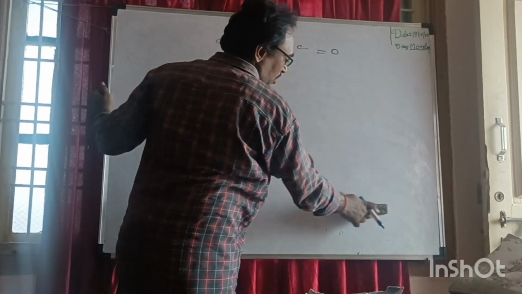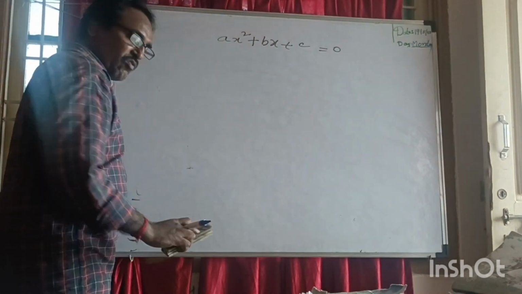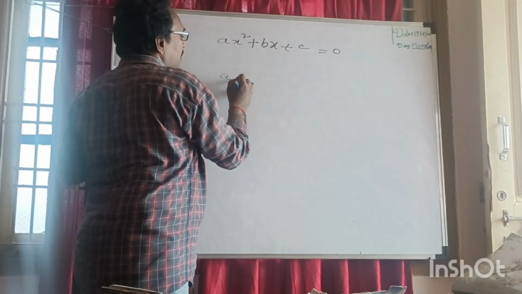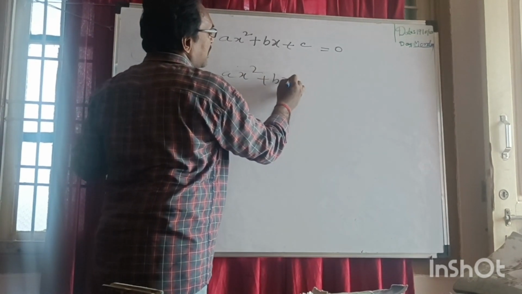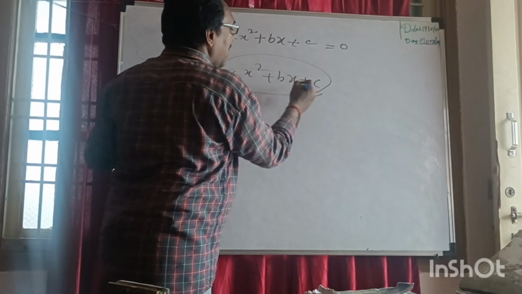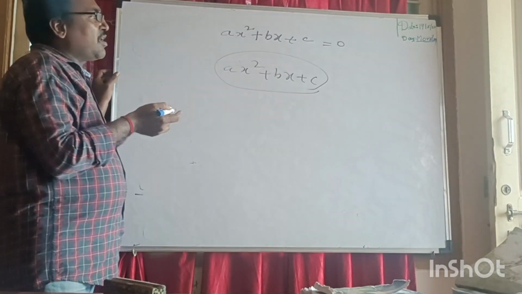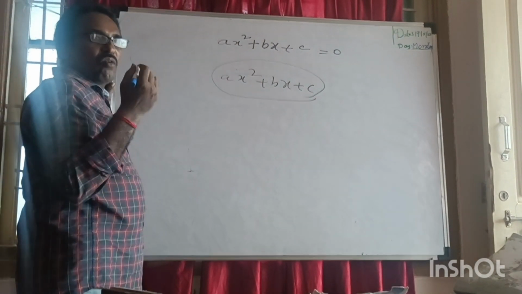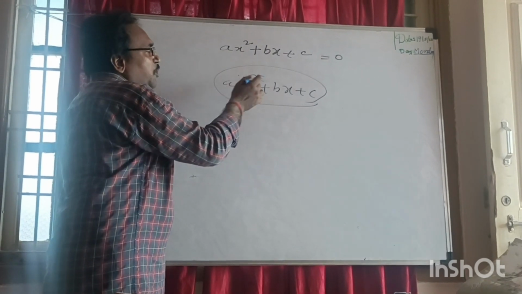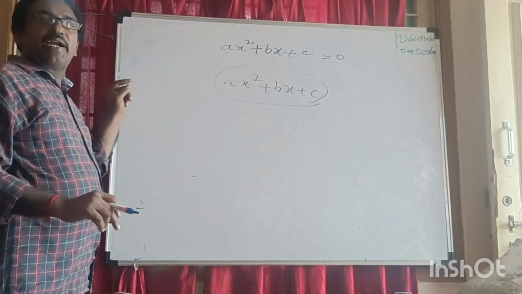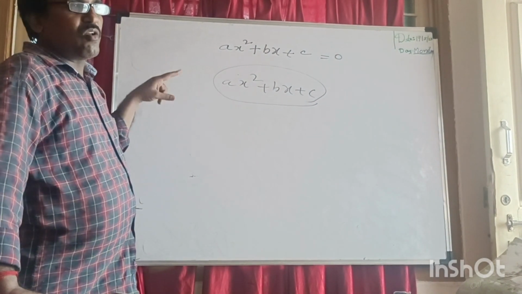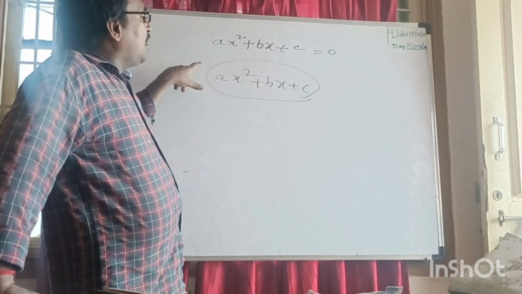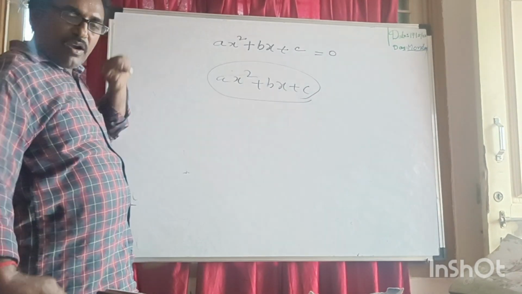Suppose this is a quadratic expression, without the 0 equal to part. Ax square plus bx plus c is called a quadratic polynomial, where the highest degree is 2. And you know the polynomial definition: the exponents of the variables must be non-negative integers. That is called a polynomial. So a polynomial of second degree in one variable, we can say is a quadratic polynomial.